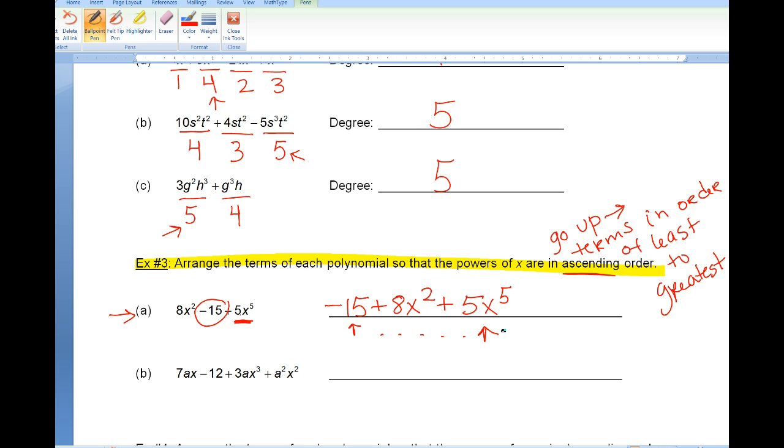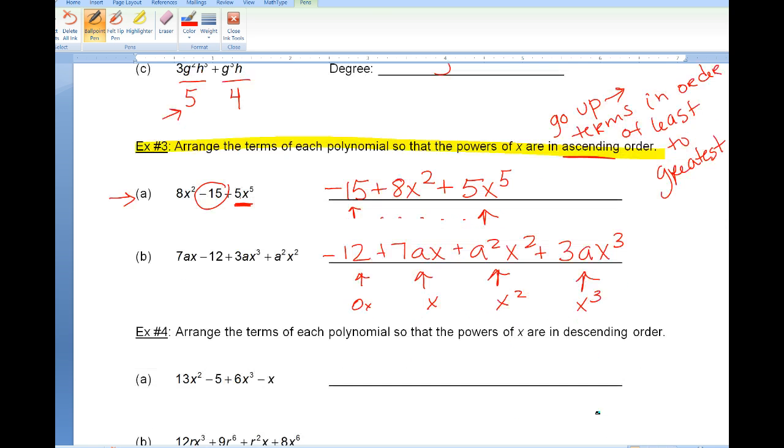So I'm going to do the same thing with example B. I'm going to start with no x's because these are going in ascending order, and then I'm going to put the terms in order as x gets larger. So then we put a squared x squared, and then 3ax to the third. So now if you look at the x's, in the first term there are no x's. Then in the next term we have 1x. Then we have 2 x's, then we have 3 x's. So no x's, then we have x, x squared, x to the third. And those are in ascending order.